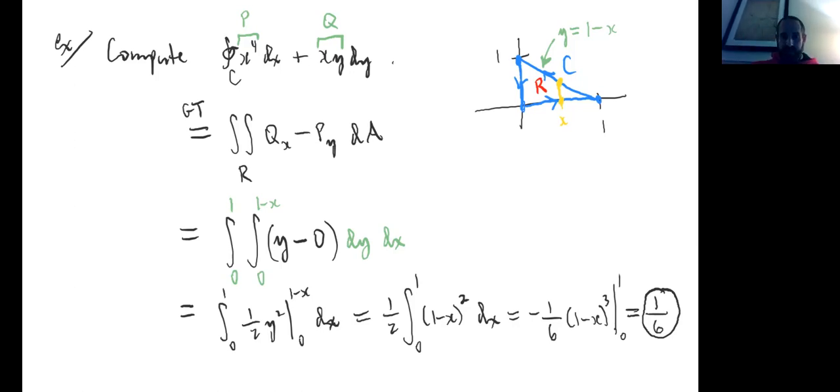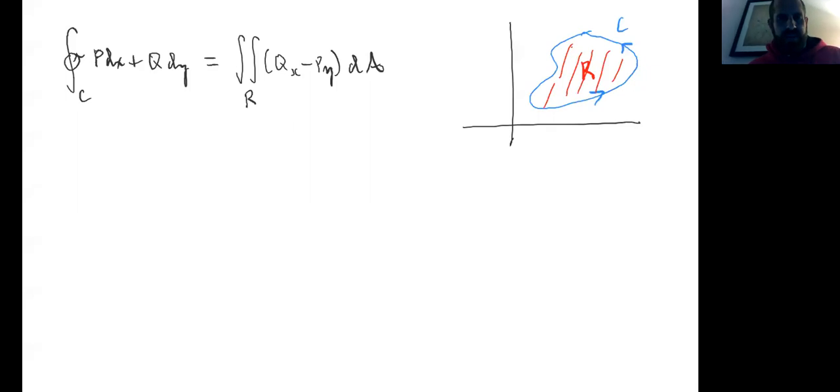Okay. All right. I'm going to pause this for a minute because I want to pull something up for you to see. I wanted to pull up a little thing on the internet that I'm going to show you in closing in a minute. But one thing that's really cool about Green's theorem, remember, this right here is the statement of Green's theorem.